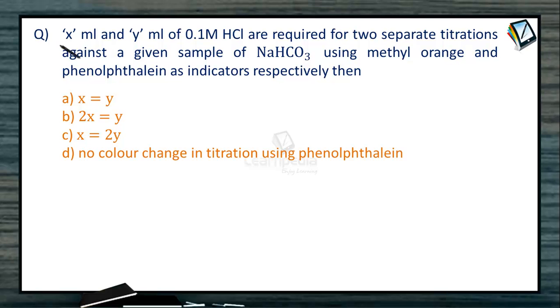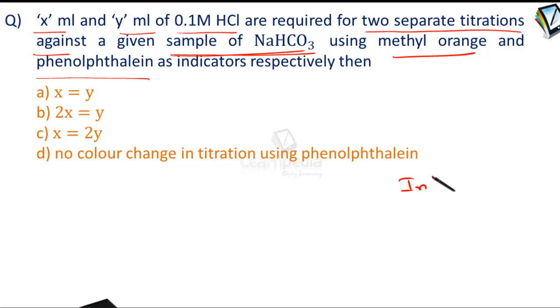The next question. X mL and Y mL of 0.1 molar HCl, different volumes of the same molar HCl, are required for two separate titrations against a given sample of sodium bicarbonate using methyl orange and phenolphthalein respectively as the indicators. So the question is based on indicators.